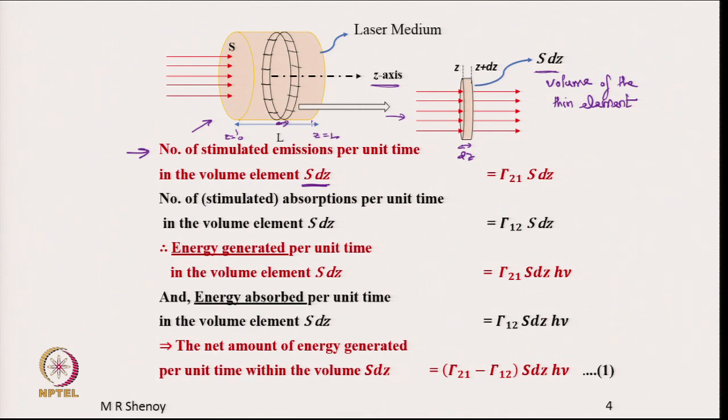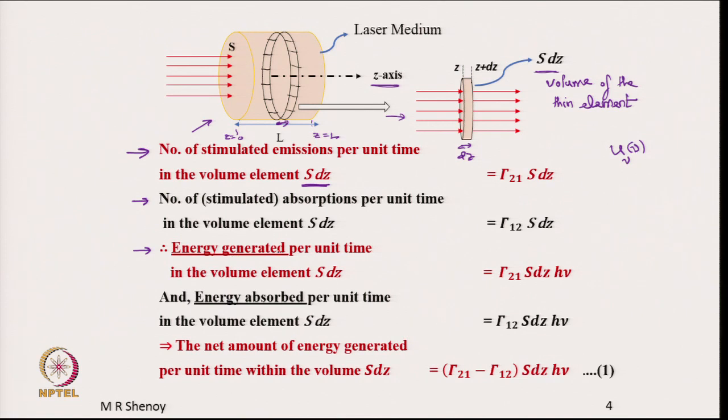dz, in the presence of a radiation of density u nu at the frequency nu, there will be both stimulated emissions and absorptions. Therefore, the number of absorptions per unit time in the volume element S dz is given by gamma 12 into S dz. Every stimulated emission gives out one photon, and every absorption takes away one photon.